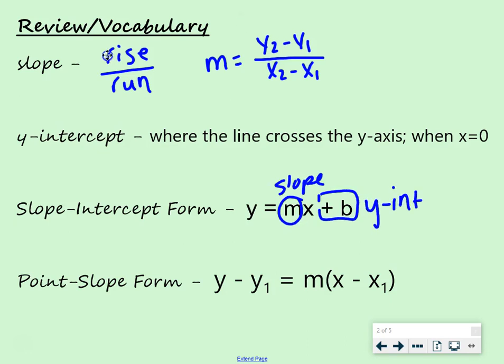And then point slope form, again, m is still your slope, the same thing. And then your point is x1 and y1.